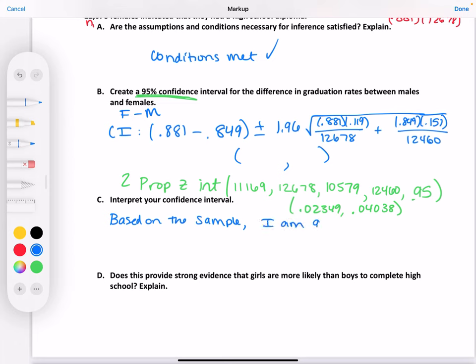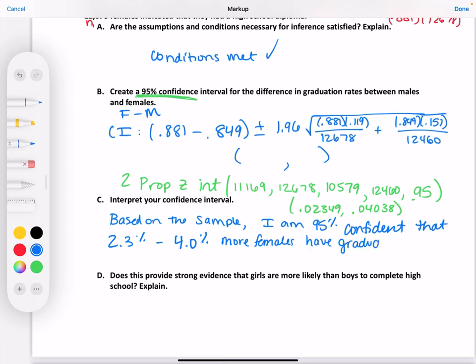So based on the sample, I am 95% confident that 2.3% to 4% more females have graduated high school than males.